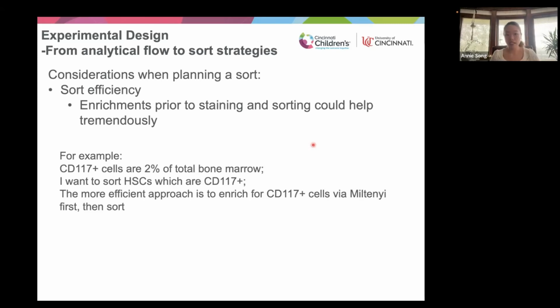In this case, enriching for c-Kit, which is only 2% of total bone marrow, will drastically increase my sort efficiency. Instead of sorting 80 to 100 million cells to get my target stem cell and progenitor population, I can sort just 2 to 3 million cells, which drastically shortens the sort time and increases the sort efficiency.